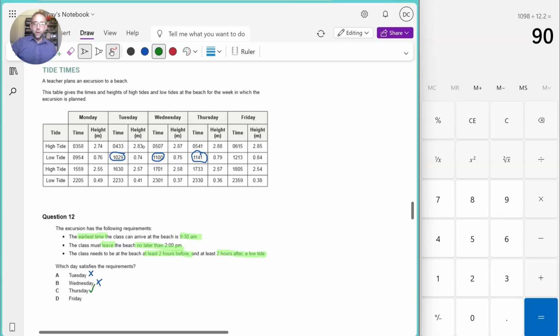But make sure you check Friday as well because we're all human and make mistakes. So we want to make sure that Friday does not work. So Friday's low tide is at 12:13 p.m. If we take away 2 hours from that, that is 10:13 a.m., which is fine. But if we plus 2 hours to this, that gives us 2:13 p.m. And we can't be there at 2:13 p.m. So Friday is not an option as well, confirming to us that Thursday is correct. All right, moving on to question 13.